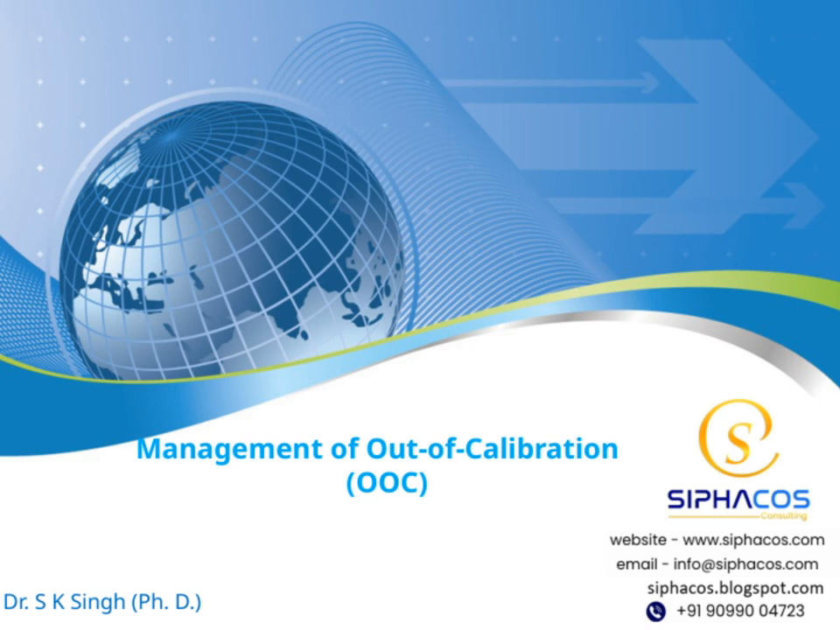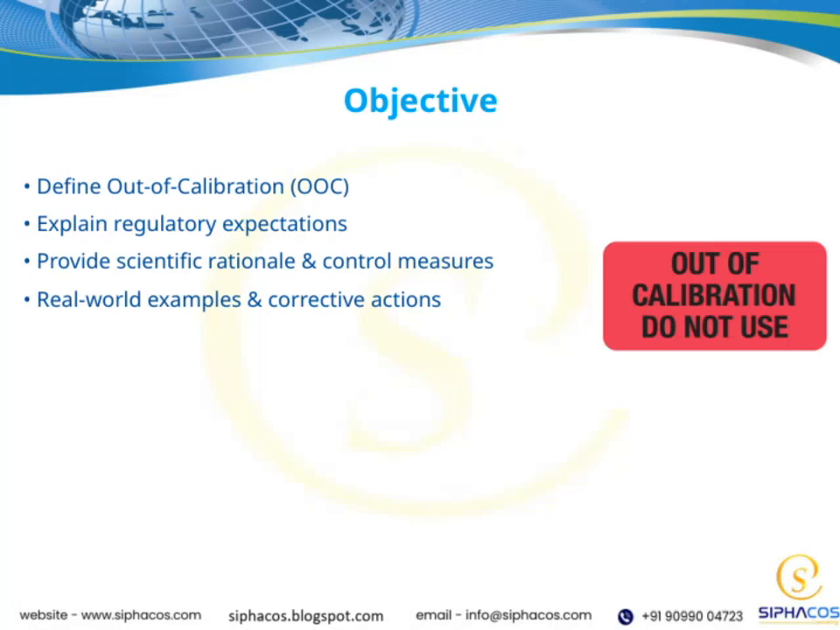Today, we'll be discussing the management of out-of-calibration, or OOC, issues. The focus will be on understanding what OOC means, how to manage it effectively, and ensuring our measurement systems remain reliable. Over the next few slides, we'll explore key concepts, best practices, and practical strategies to handle calibration challenges. Let's get started.